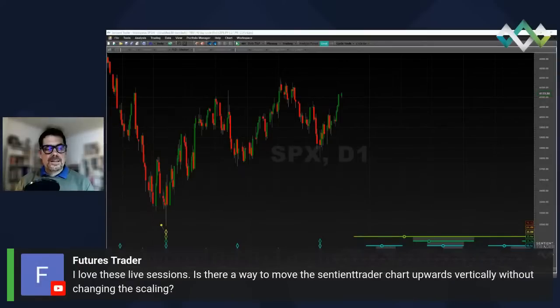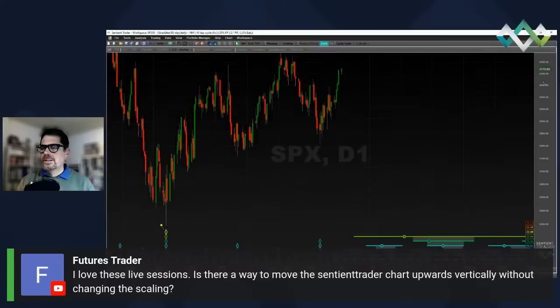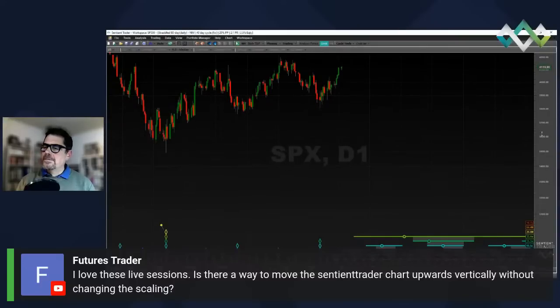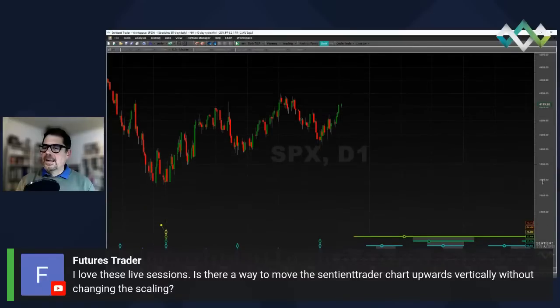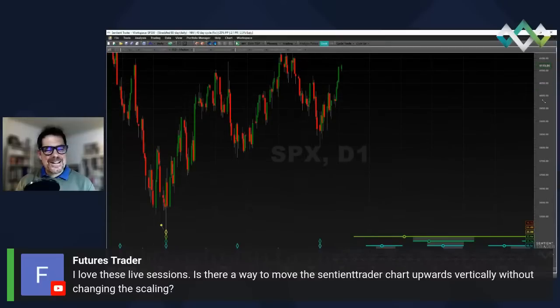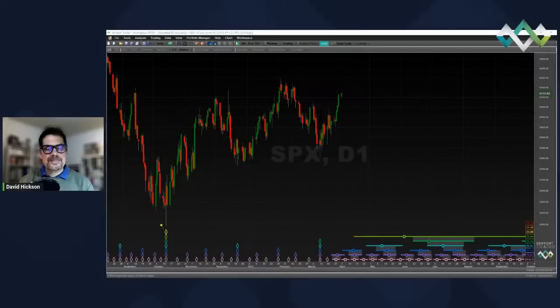And Futures Trader says that they love these live sessions. Is there a way to move the Sentient Trader chart upwards vertically without changing the scaling? Interesting question. There are various ways that I can change the scale. I can drag the scale like that. Not sure if that's what you mean. And I can move it up by simply moving up the bottom of the chart like that. If I double click here, then it resets it, and I can compress it vertically, and I can expand it vertically. There are many ways of adjusting your charts. Perhaps get in touch with support, and they can point you in the right direction. Hopefully you should find every tool that you need in terms of adjusting your chart scaling.